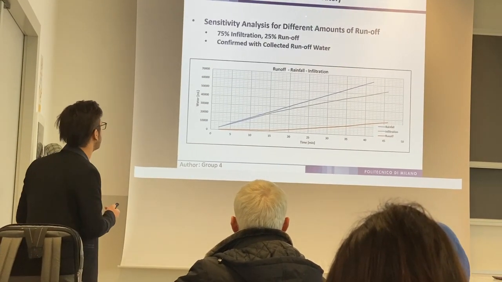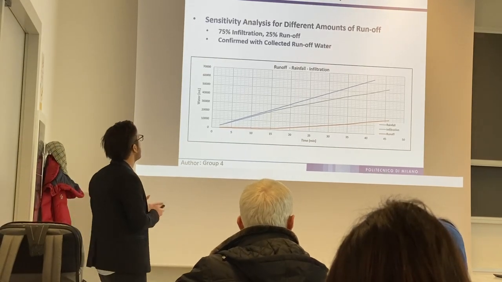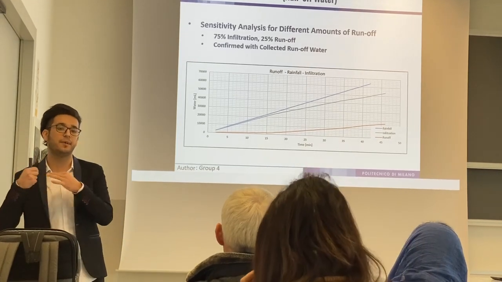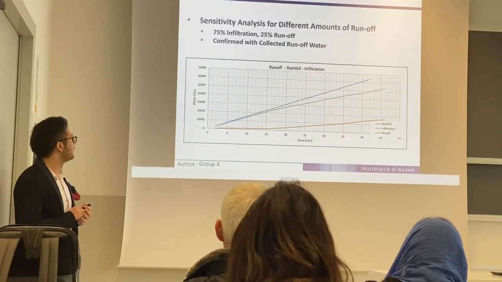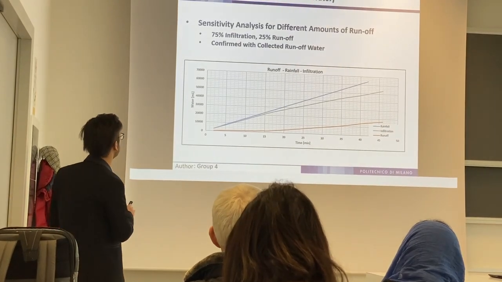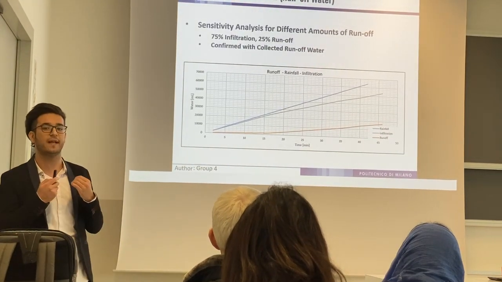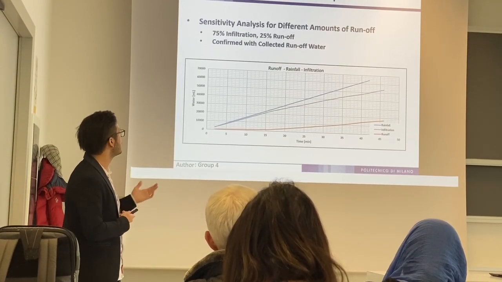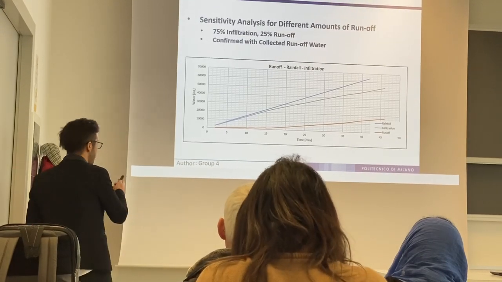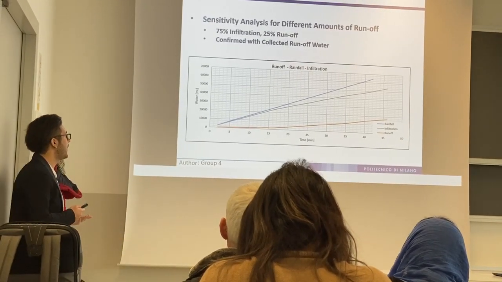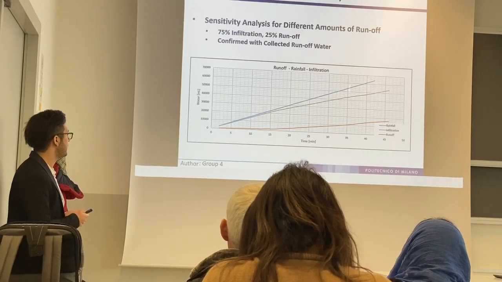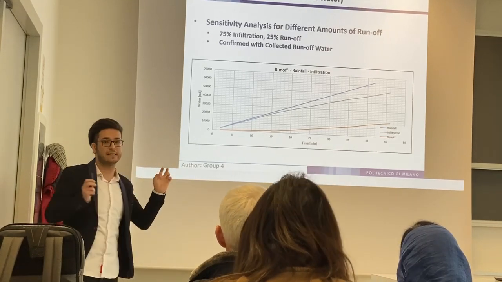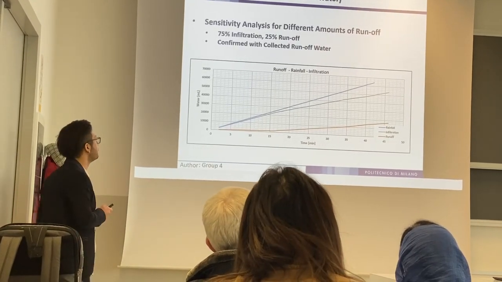The first one was neglecting the runoff water. We have done another sensitivity analysis for different percentages of rainfall being considered as runoff water. So we have tried to assume 75% of the rainfall event infiltrates into the slope, and 25% of that goes out as runoff water. And this assumption was also confirmed by comparing the values of runoff and rainfall in this graph. This is actually from the actual experiment. So 25% is a good assumption.